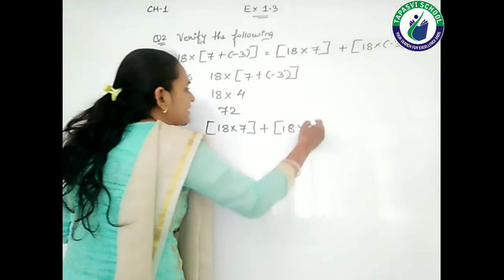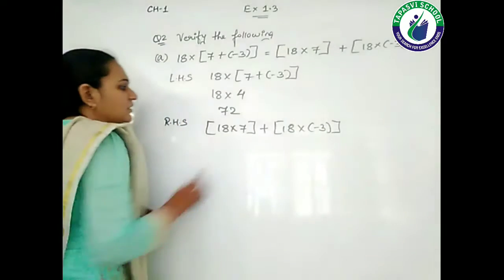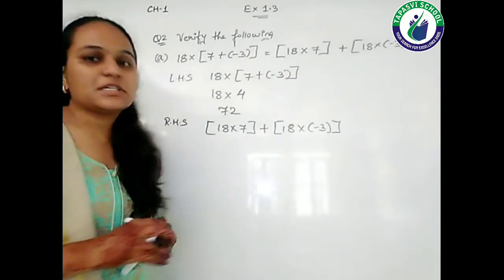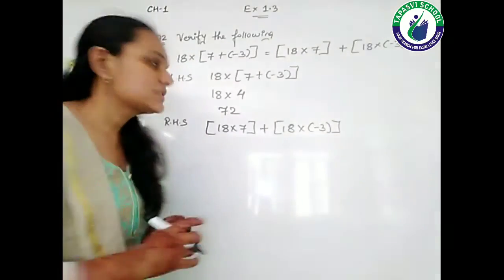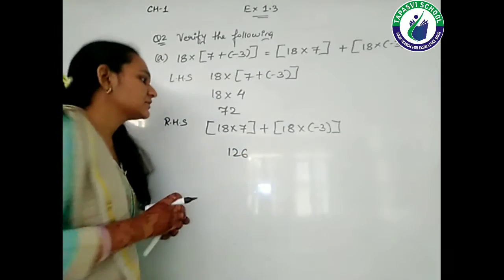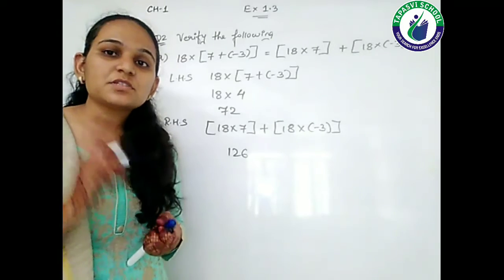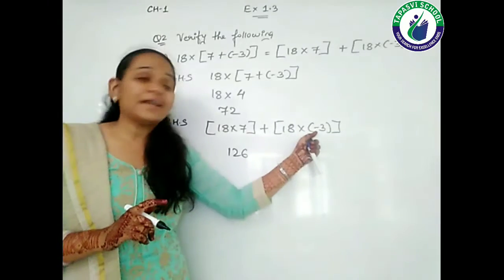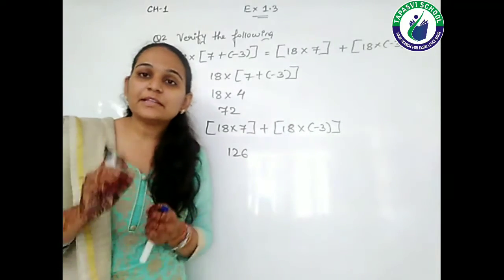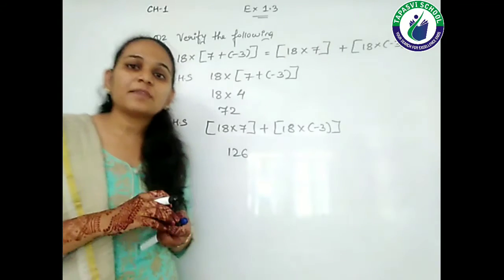So this is my right hand side question. 18 sevens are, students, 18 sevens are 126. Now 18 threes are 54. But students, you need to see that here it is a minus sign. So whenever you are writing the answer, 18 threes are 54 with a negative sign. So minus 54.